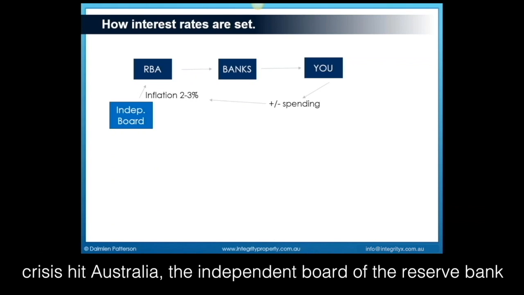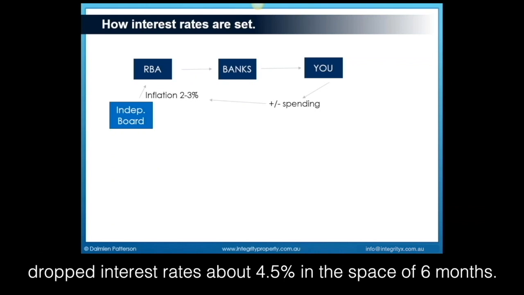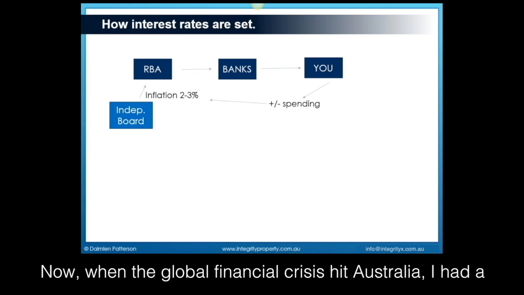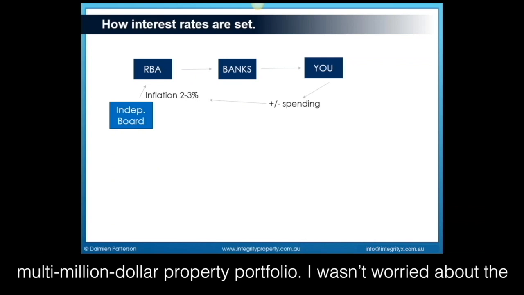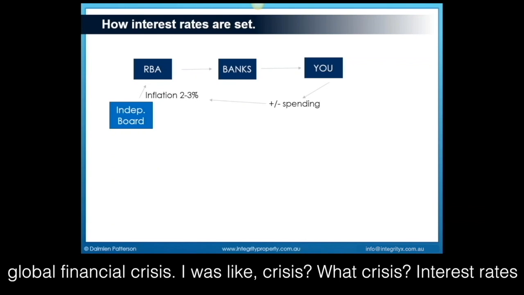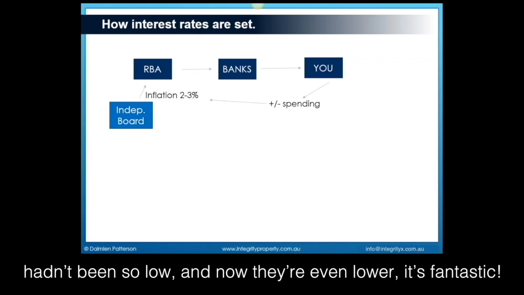Because when the global financial crisis hit Australia, the Independent Board of the Reserve Bank dropped interest rates about 4.5% in the space of 6 months. Now when the global financial crisis hit Australia, I had a multi-million-dollar property portfolio. I wasn't worried about the global financial crisis. I was like, crisis? What crisis? Interest rates hadn't been so low, and now they're even lower.